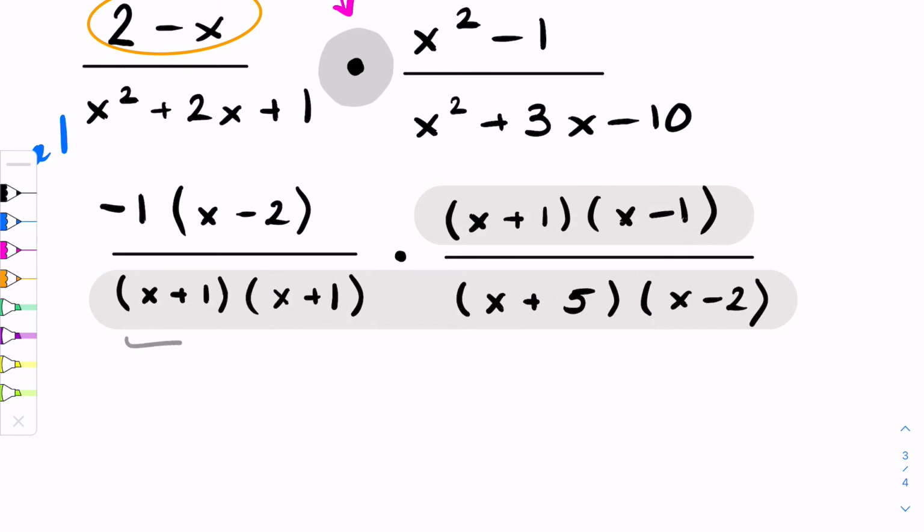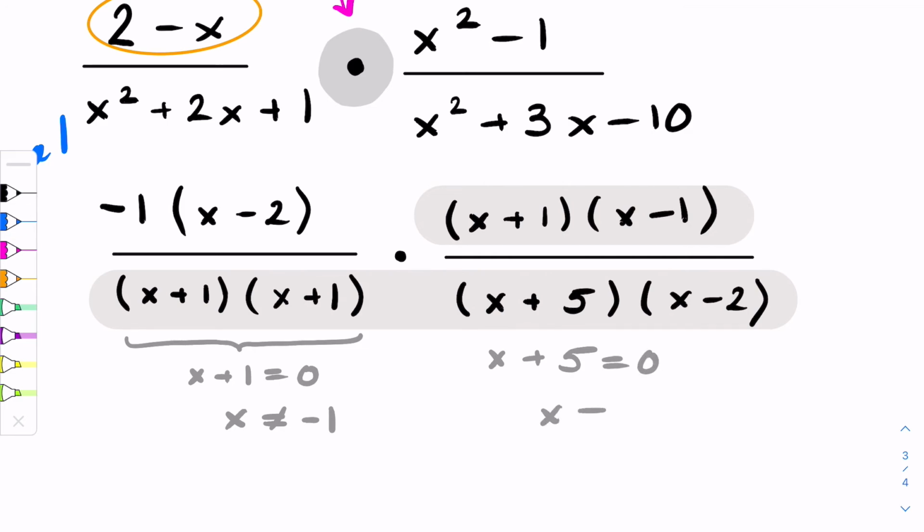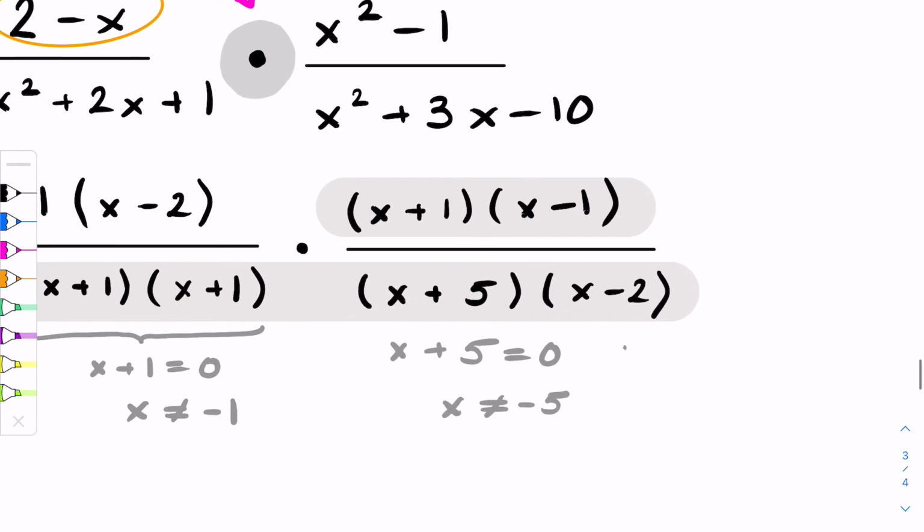So for example, right here, we have two of the same factors. I am just going to list this as x plus 1, which gives me a restriction of x cannot equal negative 1. X plus 5 gives me a restriction of x cannot equal negative 5. X minus 2 is a restriction of x cannot equal 2.